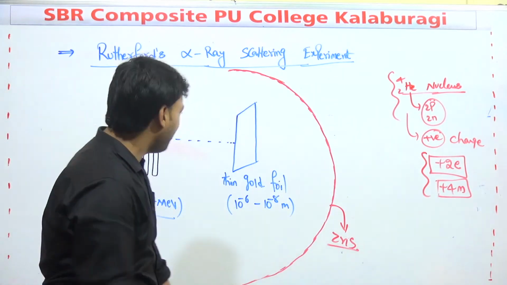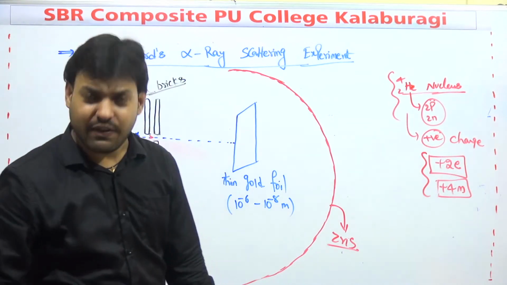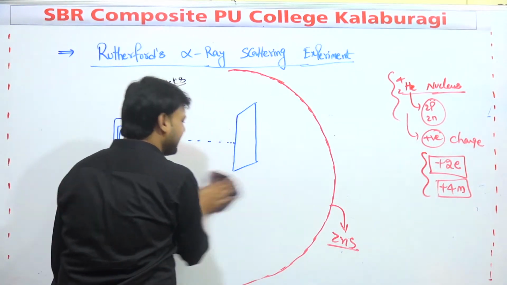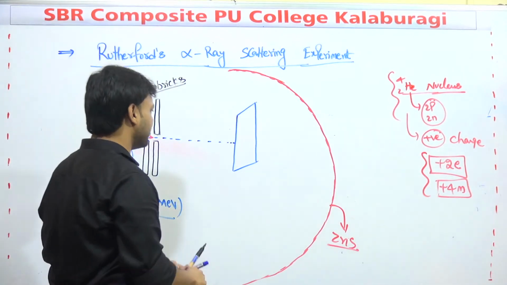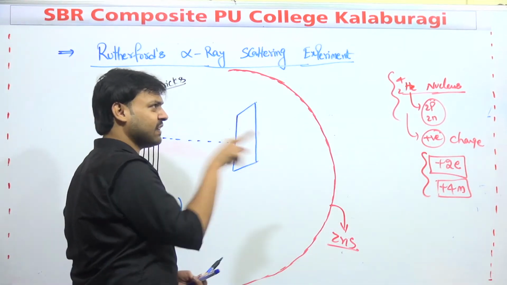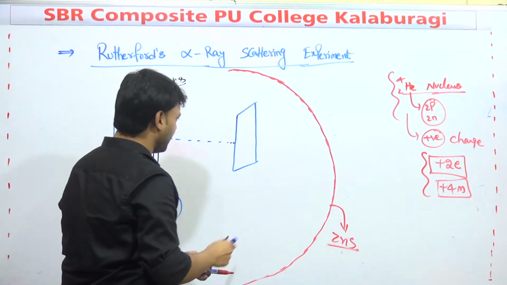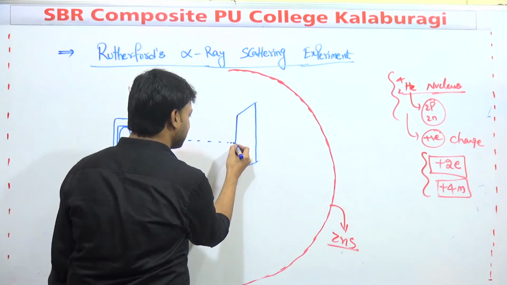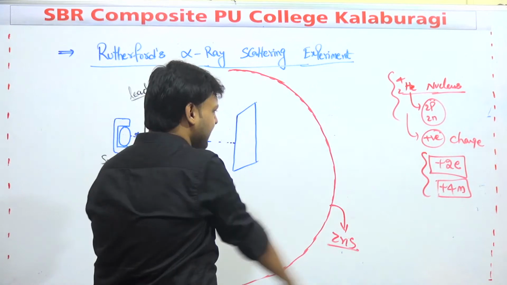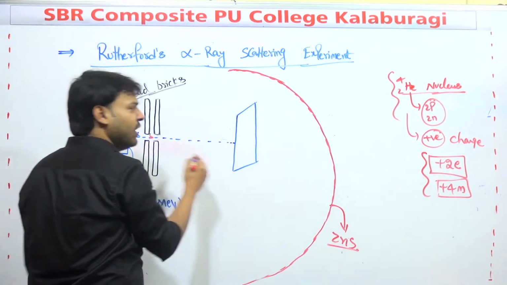Clear about the point? Now after striking the gold foil, the alpha particles, what will happen? It will deviate in all the directions, right? So it's like this, not like this. After striking, what will happen? It will deviate in all the directions. So assume it's deviated in this direction. According to NCERT, they consider a circular screen, I think so. So why circular? So it can deviate in this direction also.